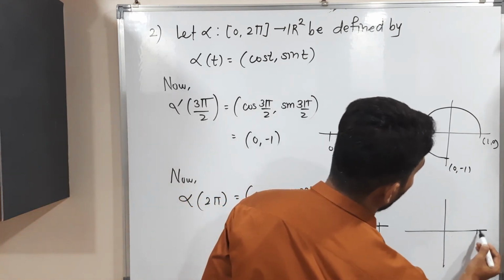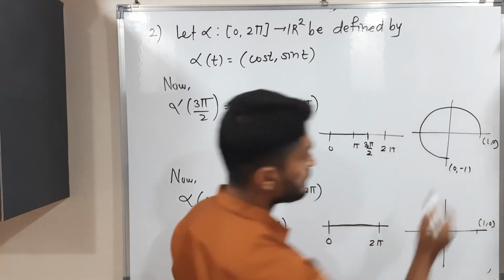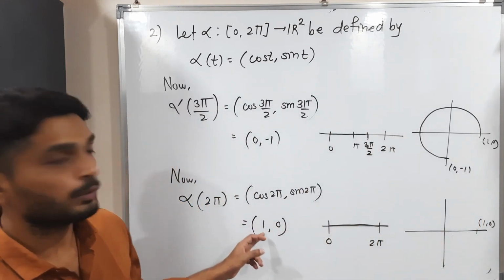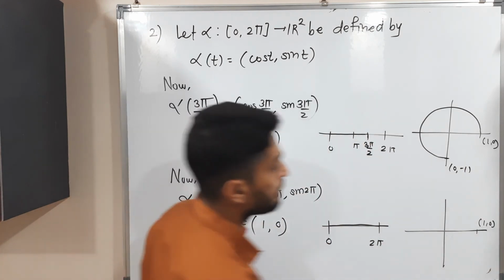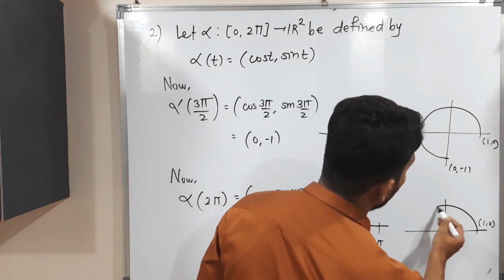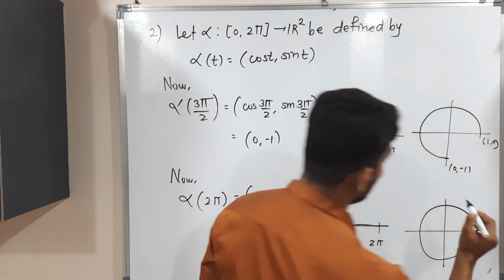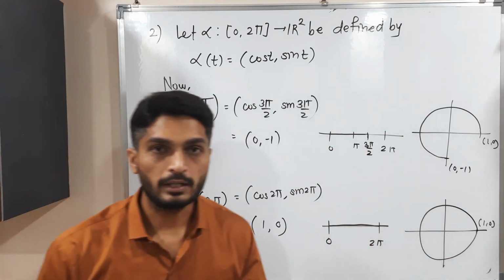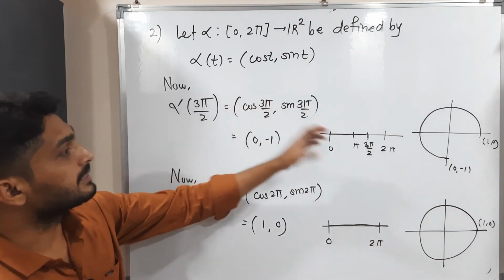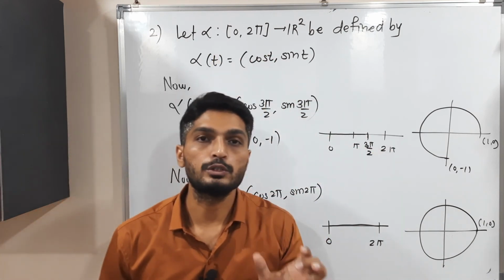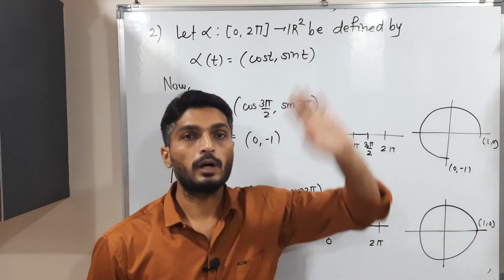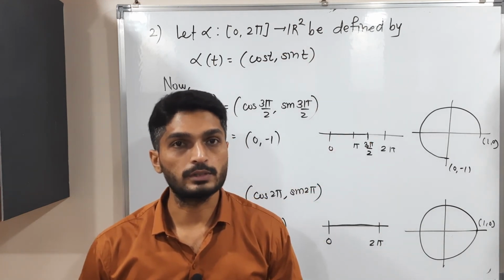See what is happening here. We started at 1 comma 0. You remember, we started at 1 comma 0. And what is our end point? The end point is again 1 comma 0. That means we have completed a full round of the circle. That's why we can say the circle is the image of this parameterized curve alpha defined from the closed interval 0 to 2 pi to R2. I hope all of you understood this example.